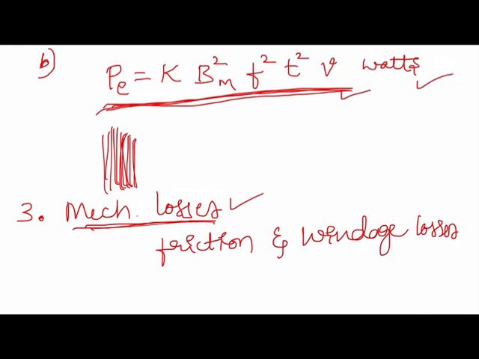Since the shaft is rotating, due to the friction there will be a power loss, and due to the wind resistance, since the wind will be present in the air, there will be power loss. This is called the windage loss. Together, friction and windage loss are called the mechanical losses.